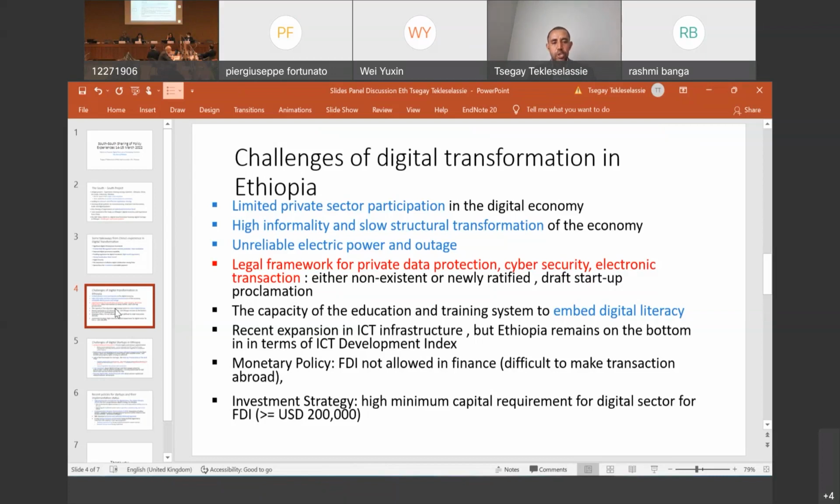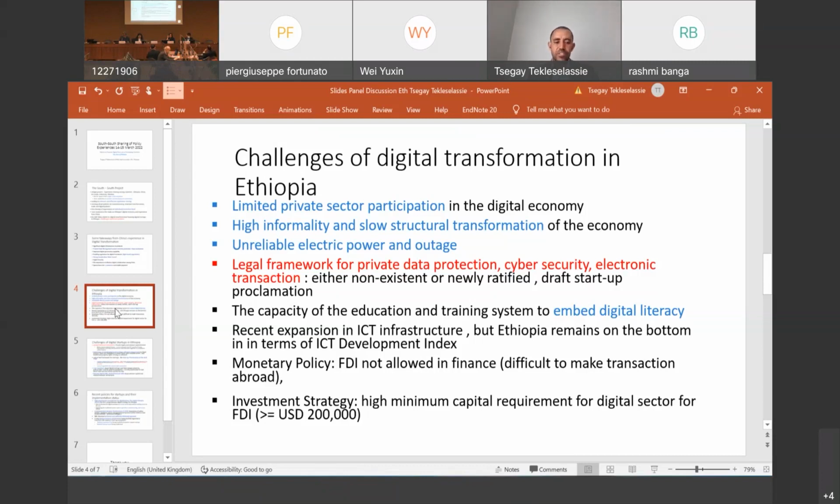There has been a huge expansion in ICT infrastructure in Ethiopia in the last couple of decades, but Ethiopia still remains at the bottom in terms of the ICT development index, for example. So access is still a problem. Affordability is also an issue: internet data in Ethiopia is one of the most expensive to use at the moment. We also have a restrictive monetary policy. For example, FDI is not allowed in finance, so we can't fully reap the benefits from fintech.